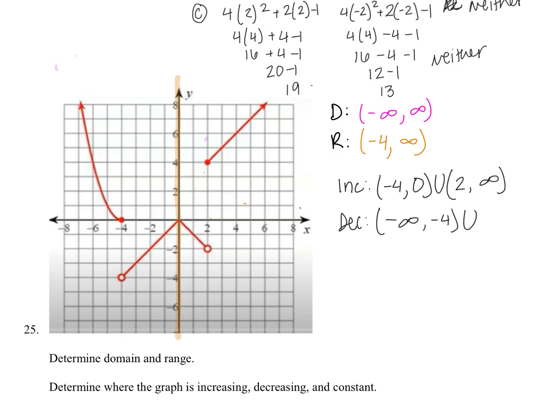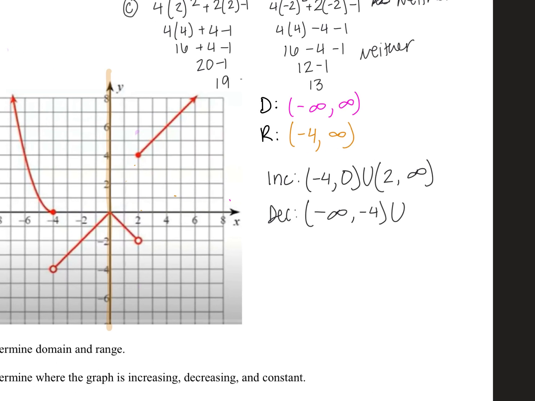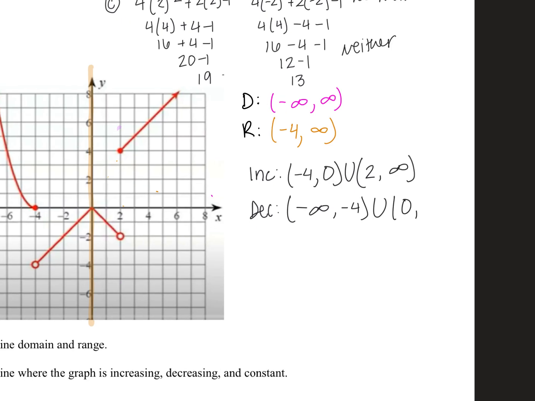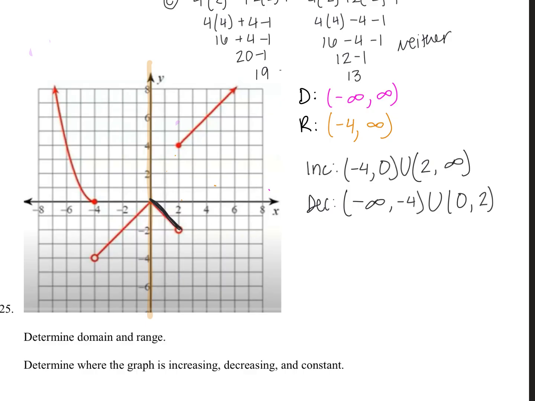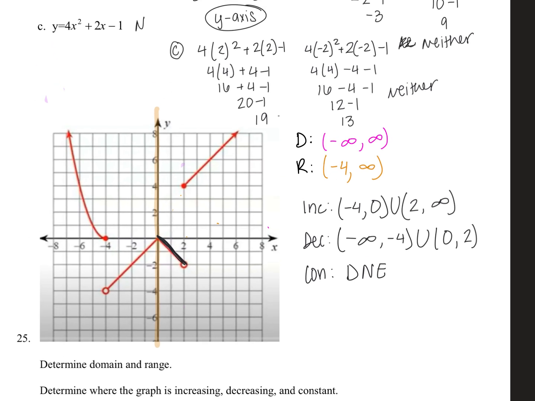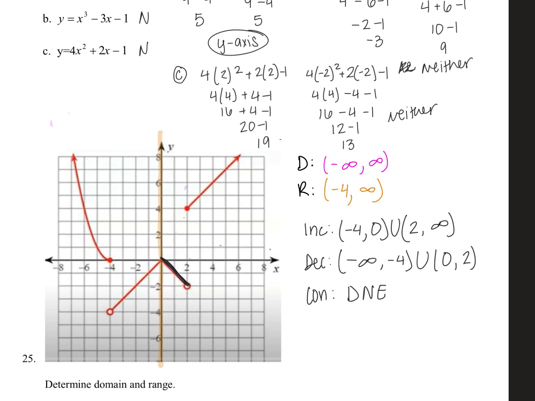Then I'm going to go ahead and decrease again. I'm decreasing again at 0, 2, which is right here. And then is there a constant? No, so my answer does not exist. Please go ahead and go over your answers and make sure you guys practice.